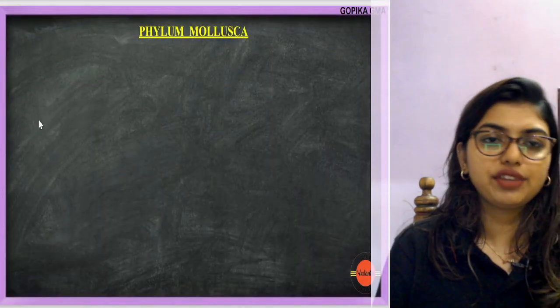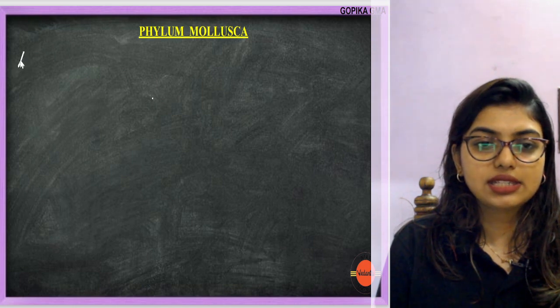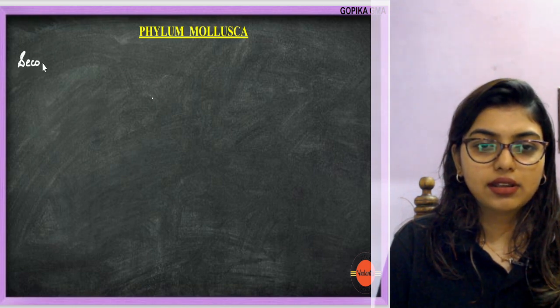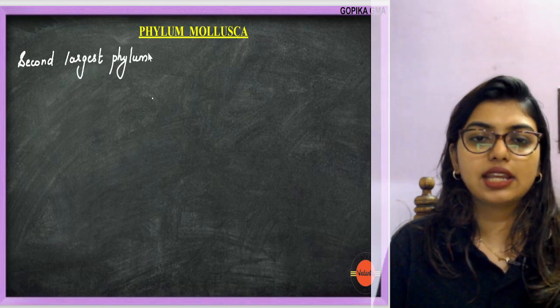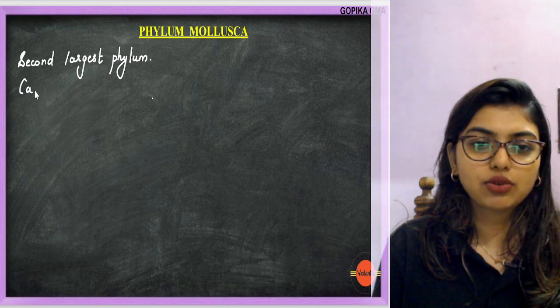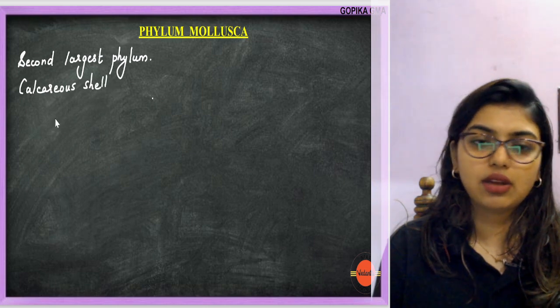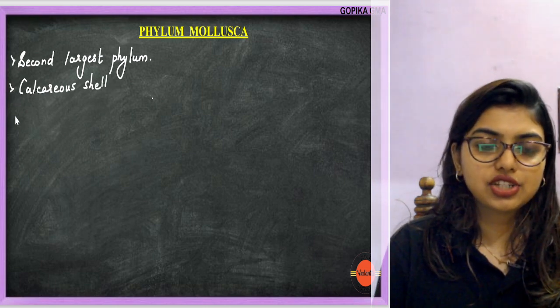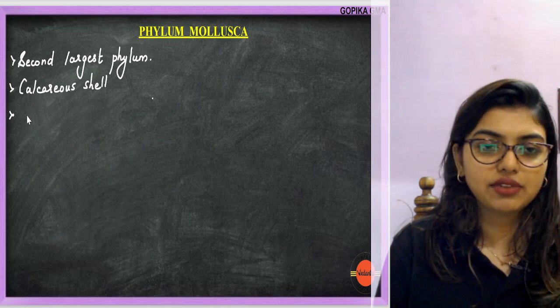So here what did we study? The first thing we studied was that this is the second largest phylum. And what do they have on the outside? They have a calcareous shell outside their body. This calcareous shell, students, is going to help them for survival, obviously.